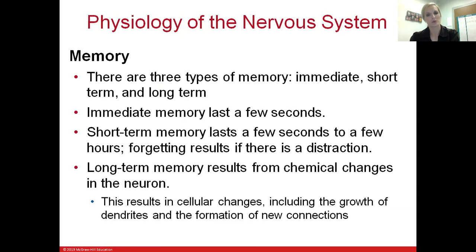Then our long-term memory, these are actual chemical changes in the neuron. After some time, we start building up changes to these neurons, resulting in growth of dendrites and formation of new connections. So an example would be studying.